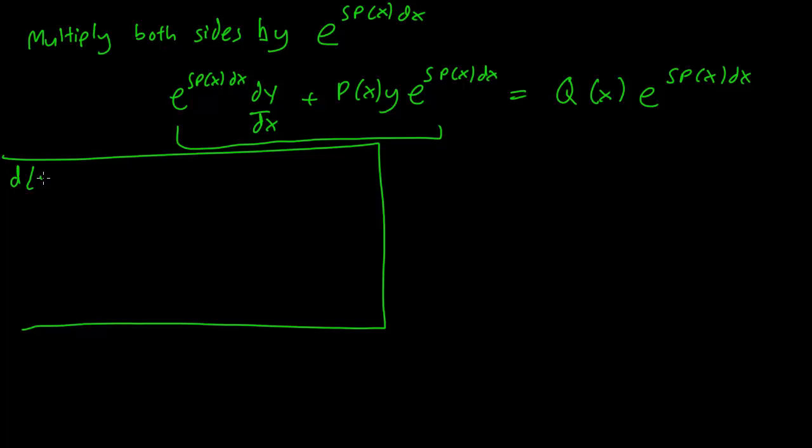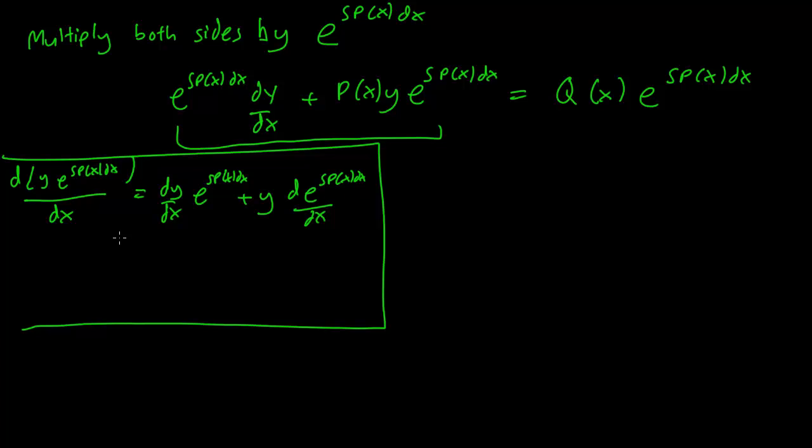So we differentiate y times e to the integral of p(x) dx, and what we get is dy/dx times this, plus y times the derivative of e to the integral of p(x) dx, and this is just going to be e to the antiderivative of p(x), plus y.